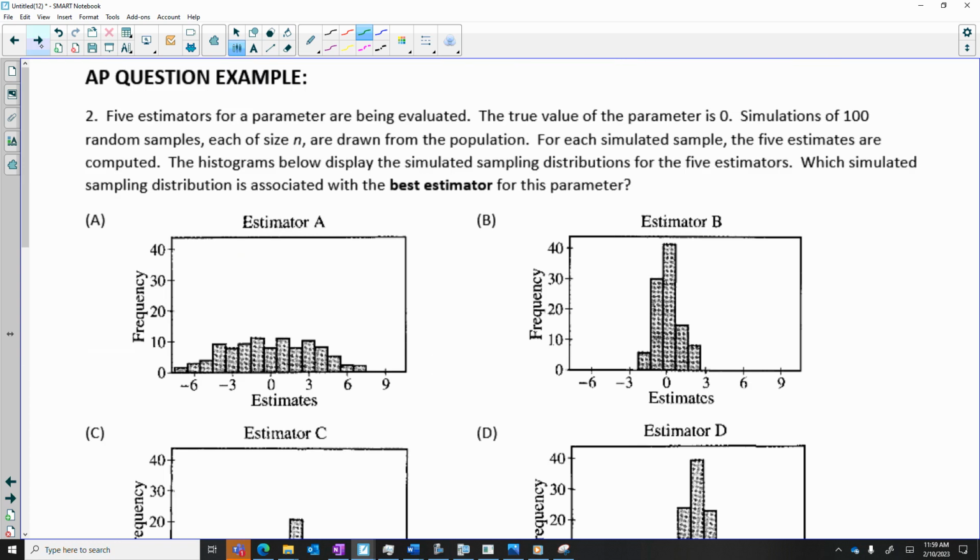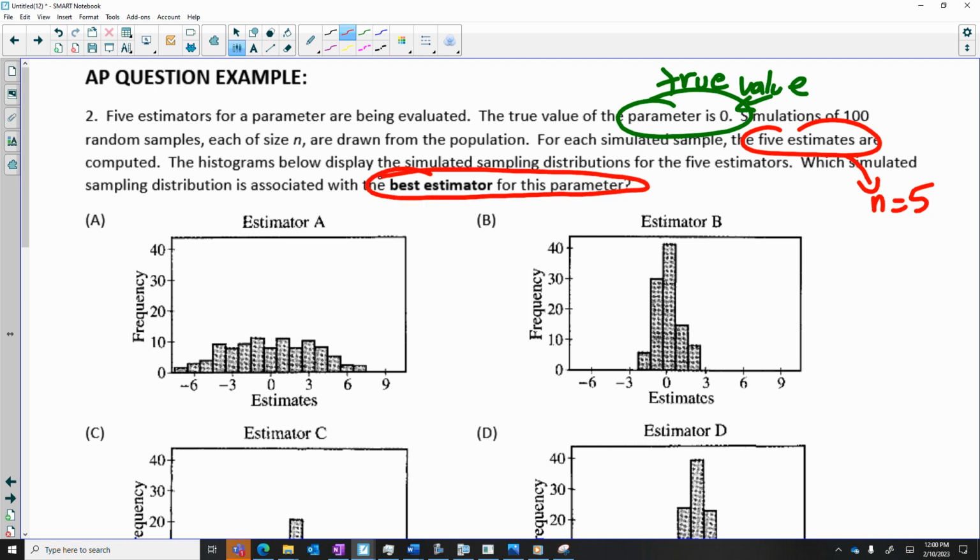So here's the AP example. It says 5 estimators for the parameter being evaluated. The value of the true parameter is 0. So write that down: the true value of the population value is 0. We take simulations of 100 random samples, so we do it 100 times, each of the same size n drawn from this population. For each simulated sample, the 5 estimates are computed. The histograms show them below. Which simulated estimator is the best for this parameter? So they're telling you that the true value of the parameter, which is the population number, is 0. So ideally, we want it to be centered at 0.